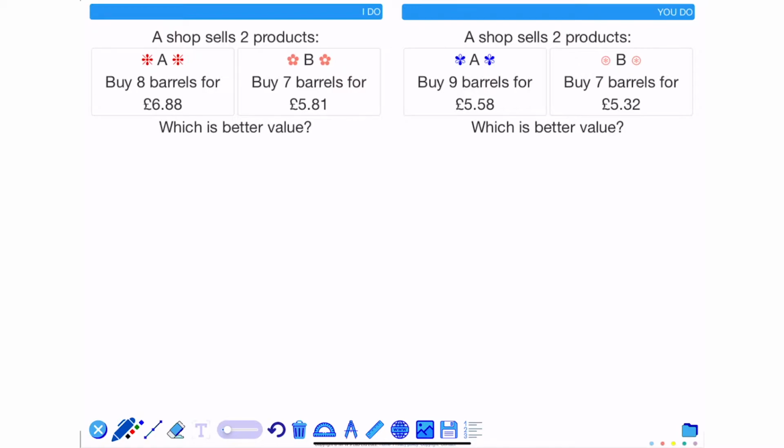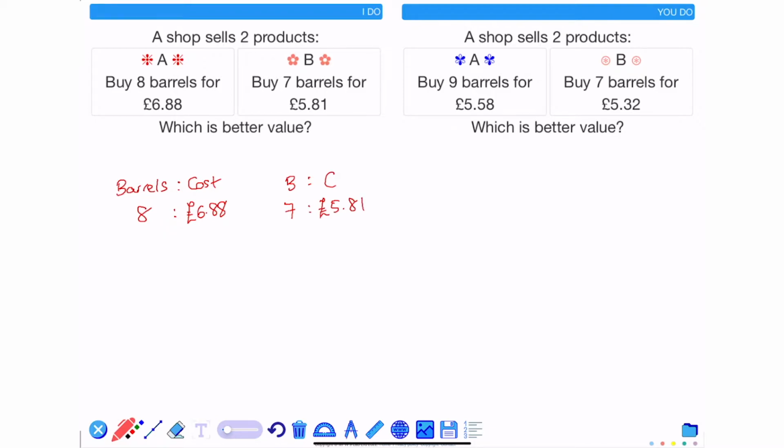In this video, we're going to be looking at the topic of best buys. Here I have two shops. They have offers running. Shop A is currently selling 8 barrels at a cost of £6.88. Shop B, on the other hand, is selling 7 barrels at £5.81. I need to decide which shop has the best value.